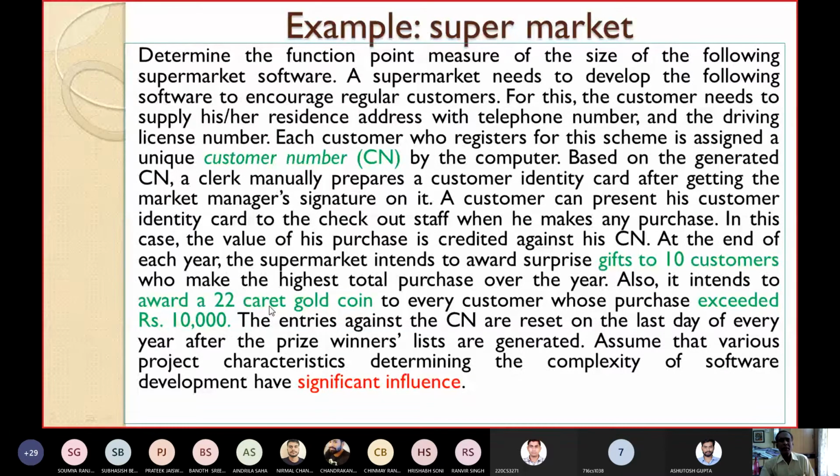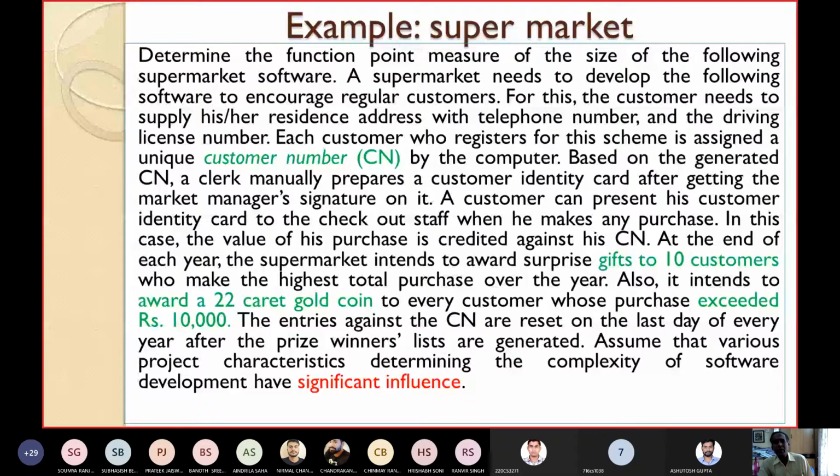Then the entries against the CN, I mean the customer number, are reset on the last day of every year after the prize winners list is generated. So the manager, on December 31st at midnight 12 o'clock, will issue the command to generate the gift winner list. The software should generate the winner list. Then all the purchase amounts will be reset to 0, so that it will now start from the next year. For the next year, the data will be stored and the winner list will be generated.